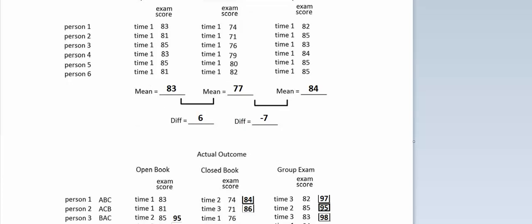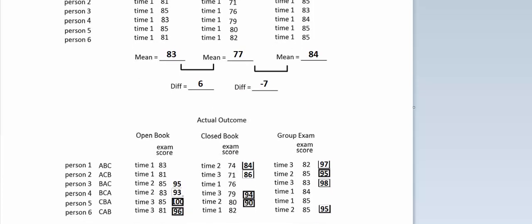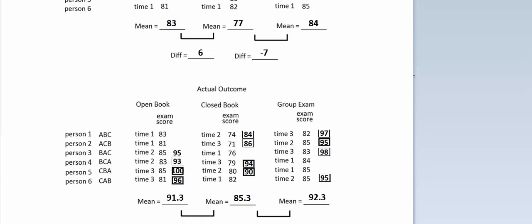Here's the actual experiment. So if someone was doing this experiment, what's likely to happen is each person will do better at time 2 because they've taken the exam twice, and even better at time 3 because of even more practice. So that's something that needs to be dealt with appropriately so it doesn't throw off the result.